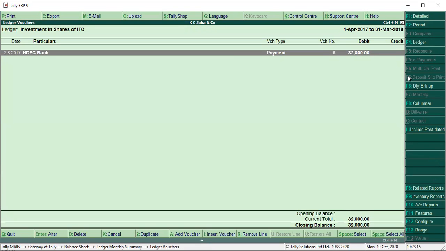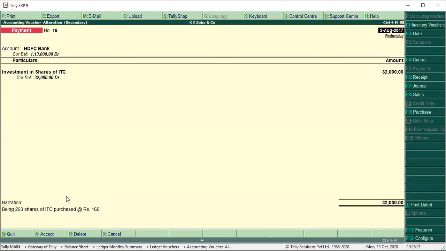This is the transaction. You can see the opening balance is nil. In the current year you have invested 32,000. Just open that transaction and check whether the entry is right or wrong. In the narration, they have told you that 200 shares of ITC were purchased at the rate of 160. That means 200 shares multiplied by 160 each, you will get 32,000. 16 twos are 32, so it will come to 32,000.